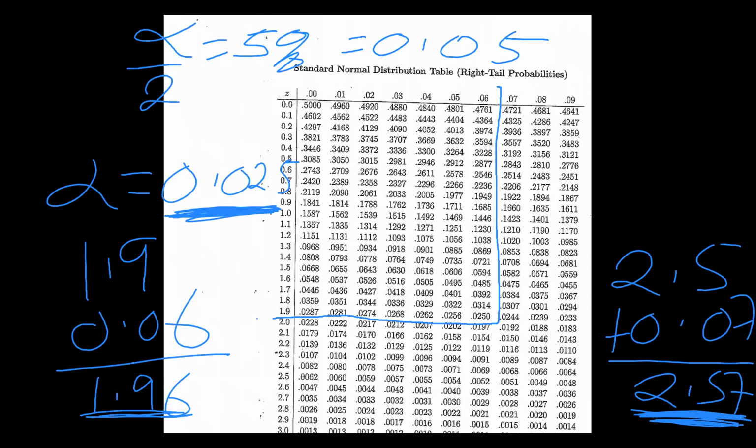So now, let's say it is not double-tailed, right? It is not divided by 2. Then your alpha will be 0.05, right? So my question is, if alpha is 0.05, what will be the critical value? What will be the critical value?